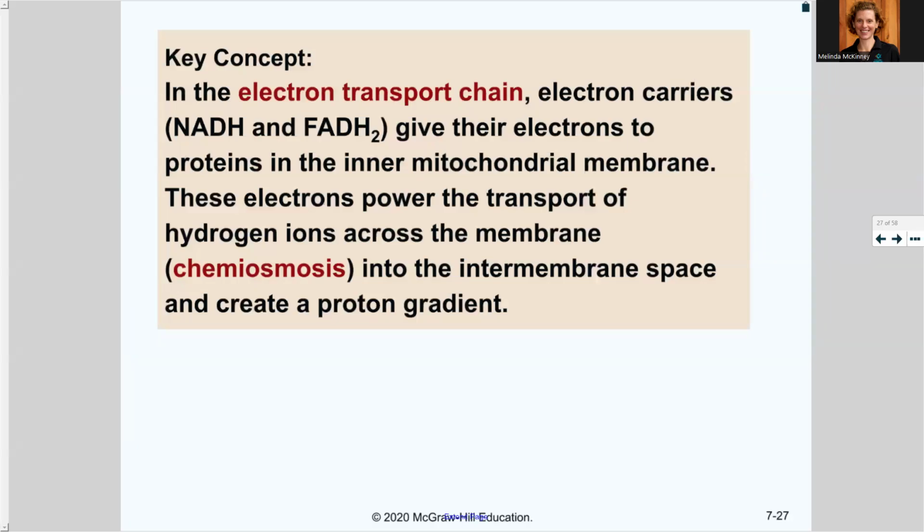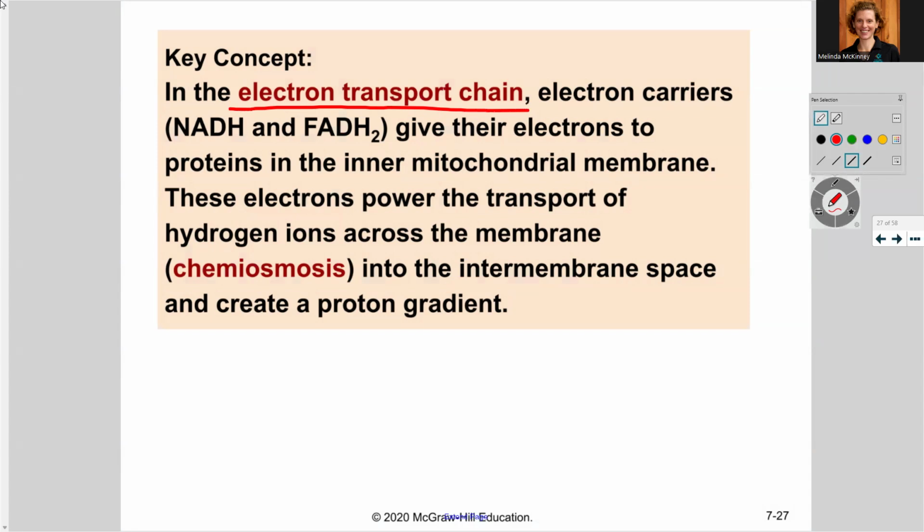This video for Bio 181, Chapter 7, Cellular Respiration. We're now looking at the final stage in aerobic cellular respiration. And this is going to involve the electron transport chain and chemiosmosis and oxidative phosphorylation. These are all big words, big phrases that we'll go through.